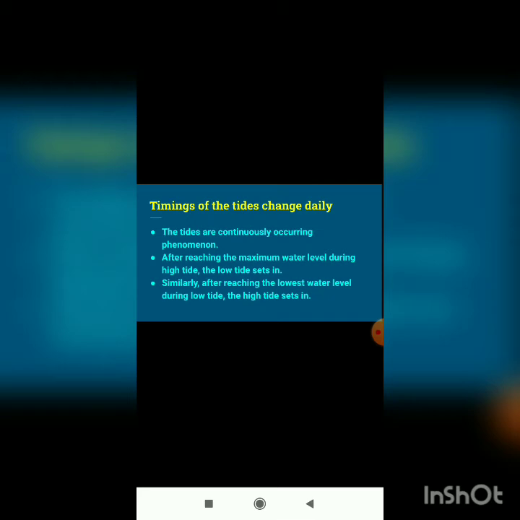As we know, students, the tides are a continuously occurring phenomenon. It means what, students? Tides continuously occur. It is a regular phenomenon. After reaching the maximum water level during the high tide, low tide sets in. It means that immediately after reaching the maximum water level during high tide, the low tide sets in. Similarly, after reaching the lowest water level during low tide, the high tide sets in.